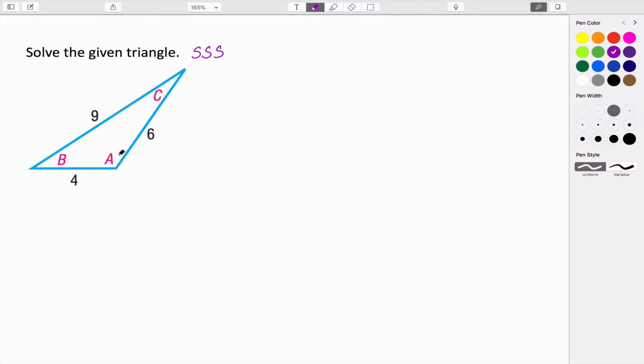So if you recall, to find the measure of angle A, that means that I isolate the side that's opposite it in the equation. So the side opposite that is 9. So it's going to be 9 squared equals 6 squared plus 4 squared minus 2 times 6 times 4 times the cosine of the angle that we're looking for.